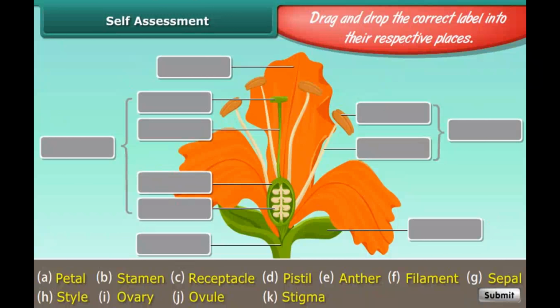Self-assessment. Drag and drop the correct labels into their respective places.